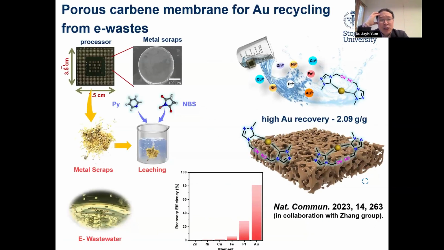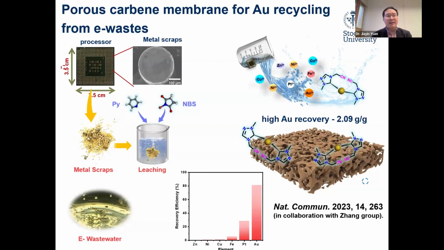The carbene we introduced into the PIL membrane is not only useful to design new actuators, but it also has practical value. Here we use the porous membrane as a carbene trap to recycle expensive metals, here the noble metals, gold and platinum. The reason is that carbene has a very high selectivity to bind metals, particularly gold and platinum.